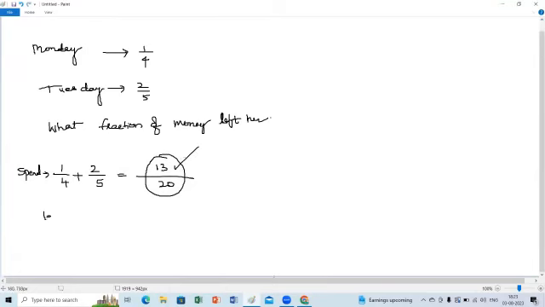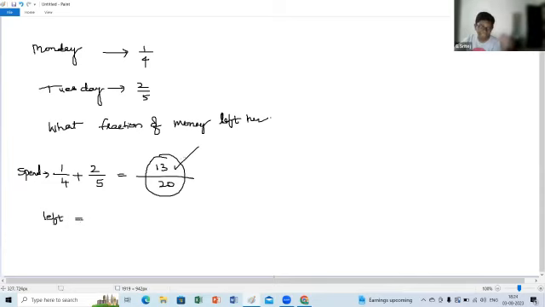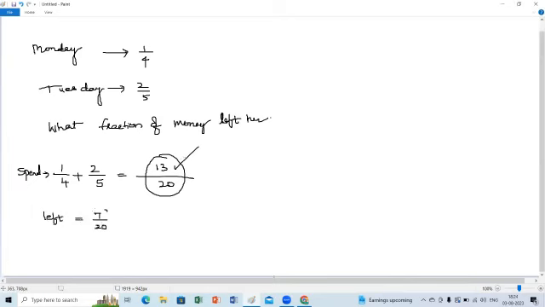Well, how much is left? Ma'am, 7? Left with her. Ma'am, is it 7? Very good. It's 7 by 20 in fractional form. Wonderful. This is one way of testing, beta.